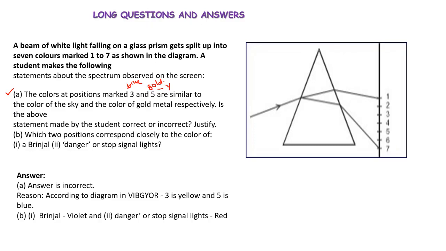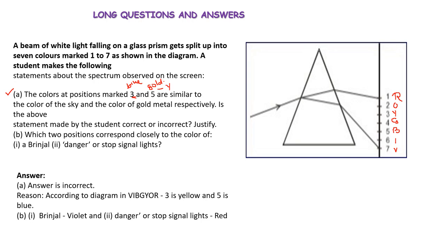Is the above statement made by the student correct or incorrect? Justify. So let's see. Now we can write here 7 stand for VIBGYOR: violet, indigo, blue, green, yellow, orange and red. Now the student has marked 3 as blue. Where is the color 3? No, 3 is yellow and 5 is blue, so he has marked wrongly.